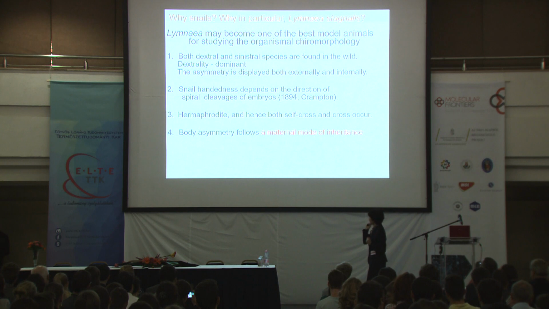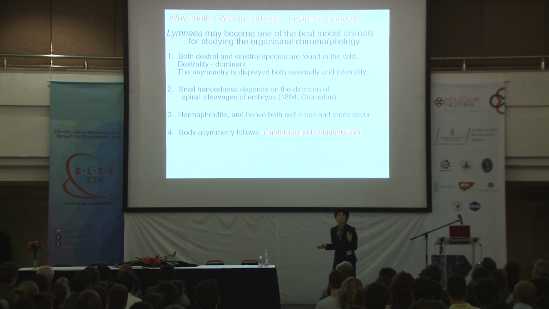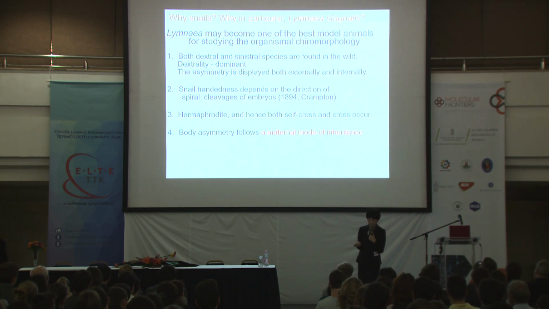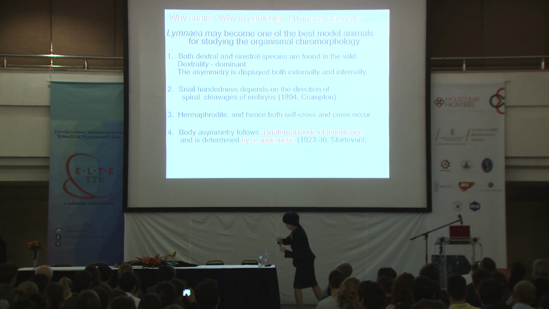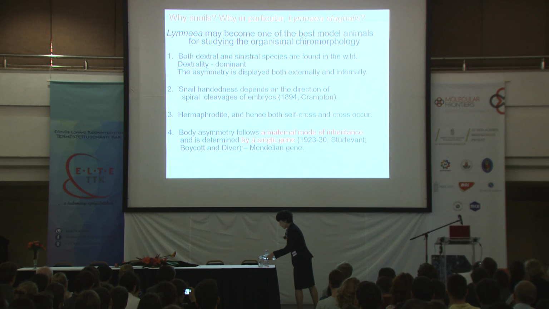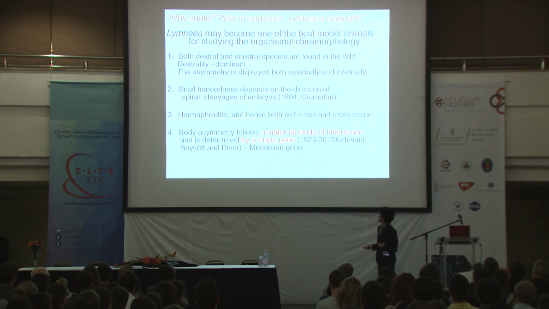Fourth, body asymmetry follows maternal inheritance. That means even if your gene has left-handed coiling, but your mother is right-handed, you are born with a right-handed body. So it's delayed inheritance. And it's determined by a single gene. That was reported in 1923 to 1930 by Sturtevant and Boycott-Diver, long before the discovery of Watson-Crick and Wilkins' DNA. That means that's really a Mendelian gene.